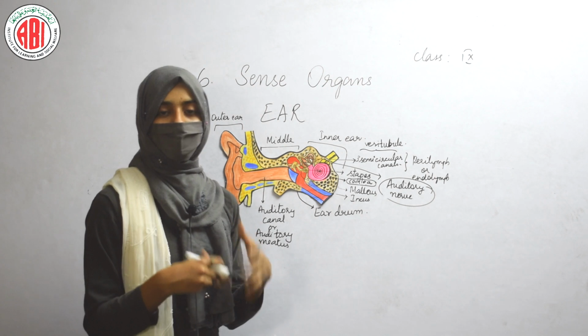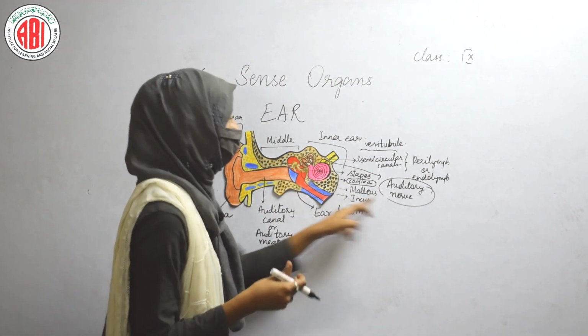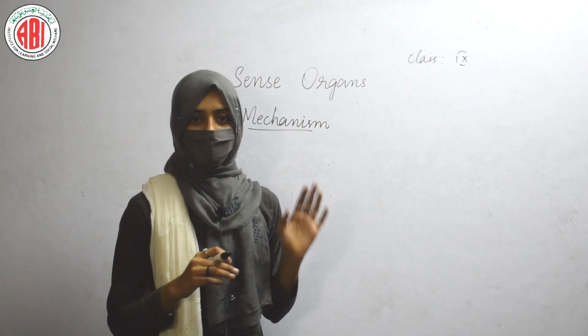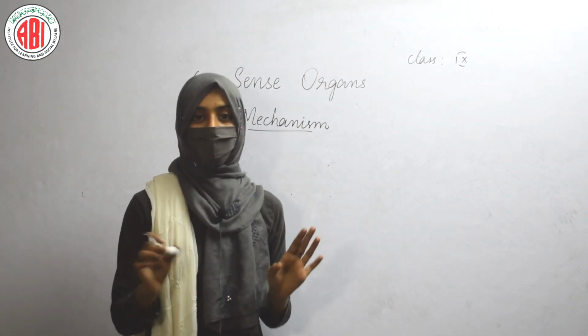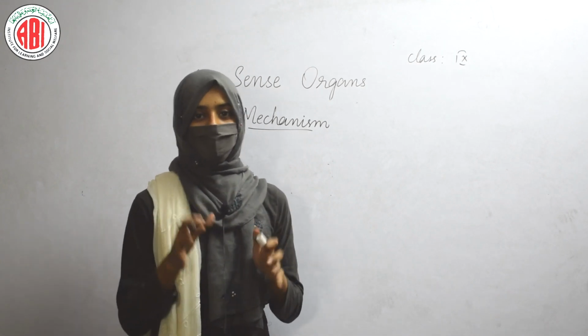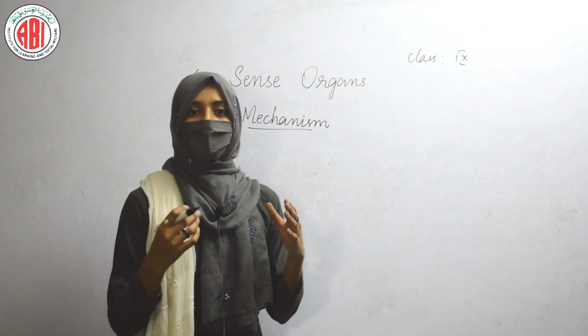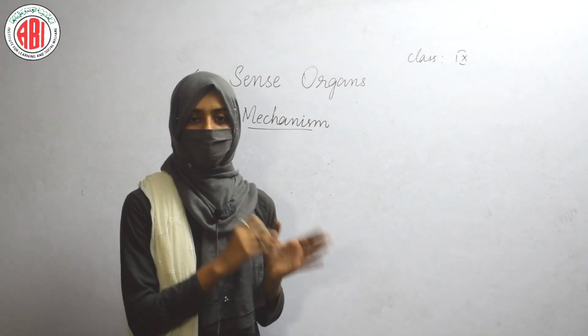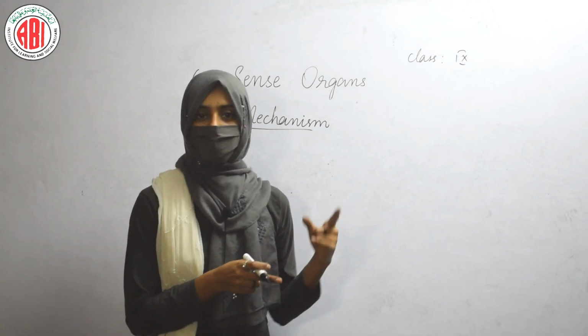The sound waves, when they get converted into nerve impulses, that nerve impulse is carried to the brain through the auditory nerve. Let us discuss the mechanism of how the sound is produced and reaches the brain. We have studied the structure of the ear. So when the sound occurs in our surroundings, the sound waves are carried to the ear canal through the pinna. Then from the auditory canal, it reaches the eardrum.